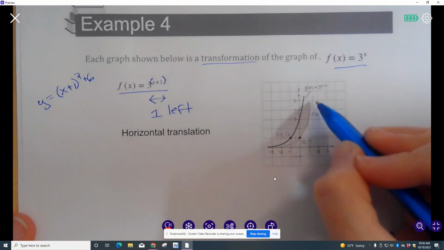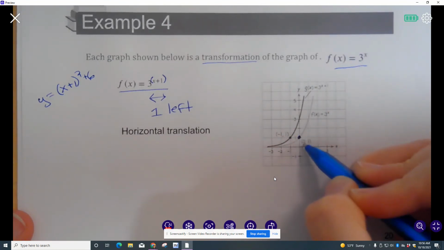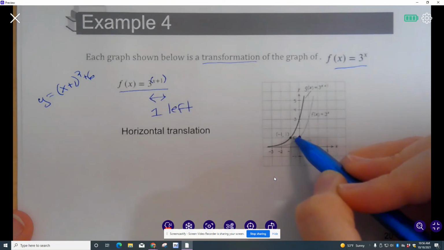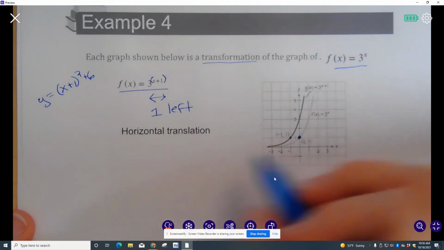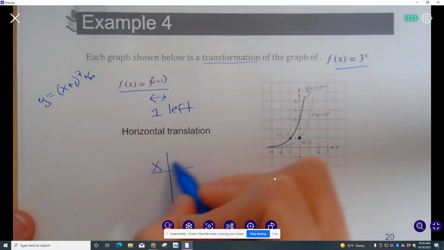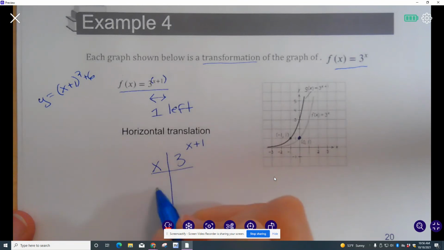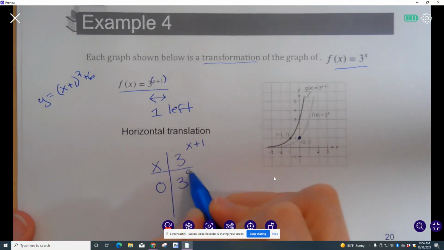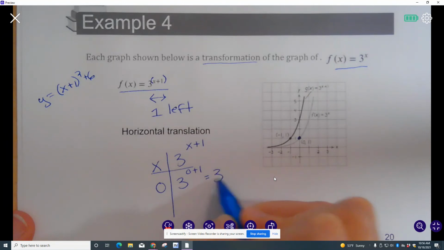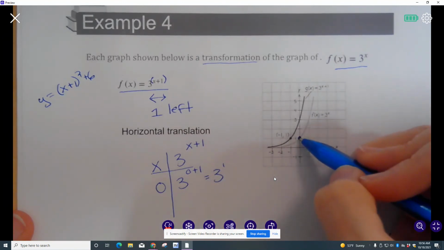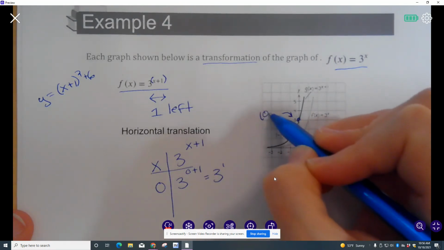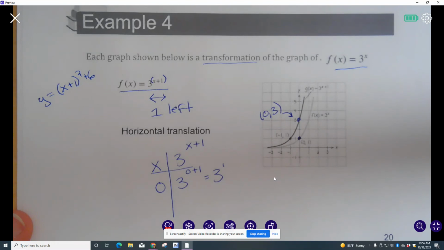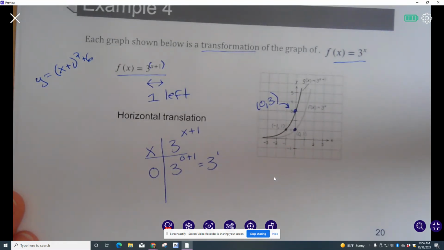So this is my 3 to the x. 3 to the x has a y-intercept of 0, 1. I'm going to take that 1 to the left. So this point is going to be at negative 1, 1. The other point I like to check is when x is 0. So if x is 0, I would have 3 to the 0 plus 1, which would be 3 to the 1, or 3. So you can see my y-intercept actually moves up here to 0, 3. So that is a 1 to the left.